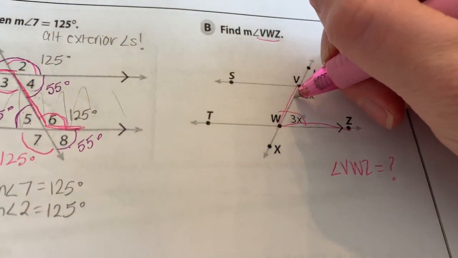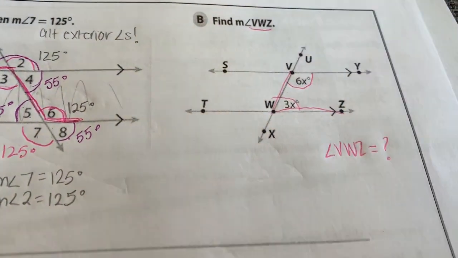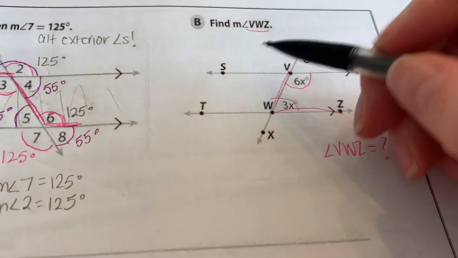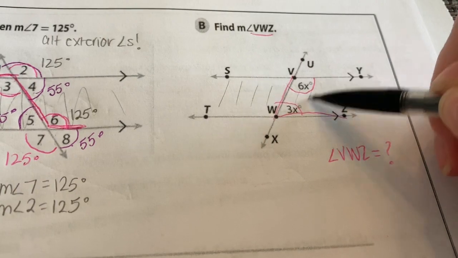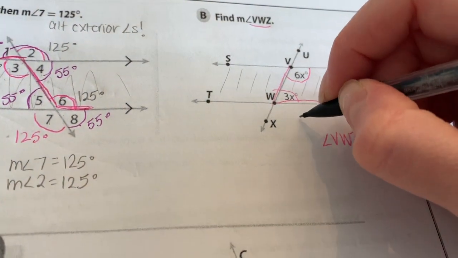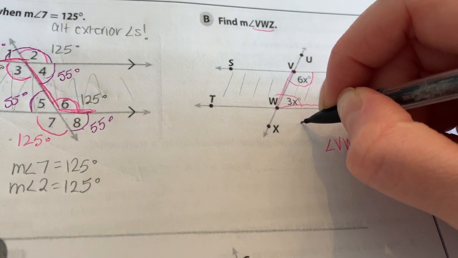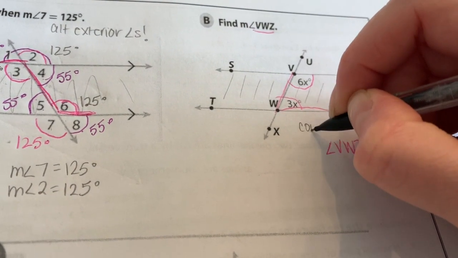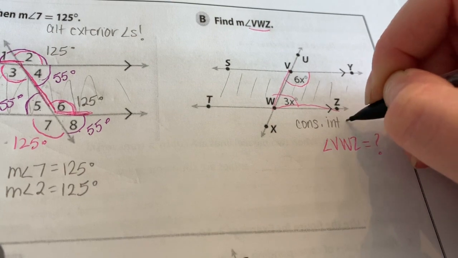So you want to look at what you're given, see if you can figure out that relationship. So I notice that both angles are inside the parallel lines. So that means that these two angles are either same side interior or consecutive interior, whatever you want to call them.